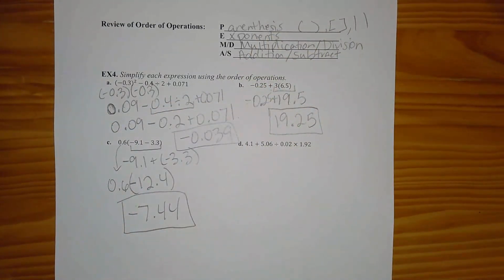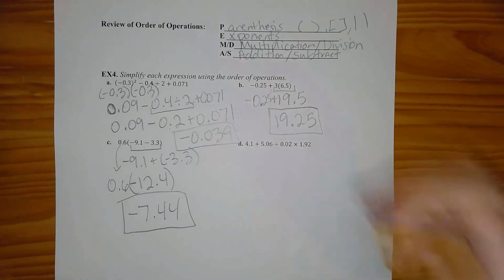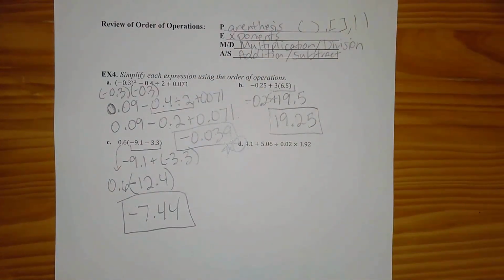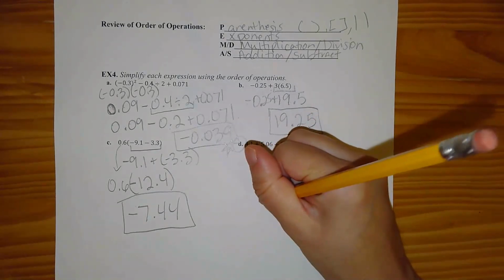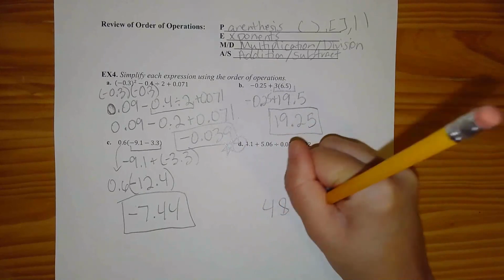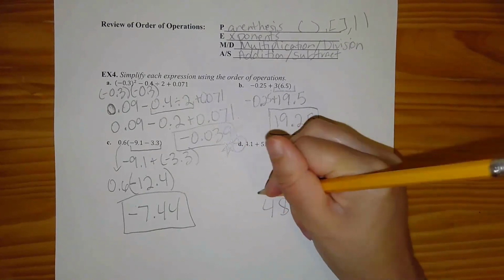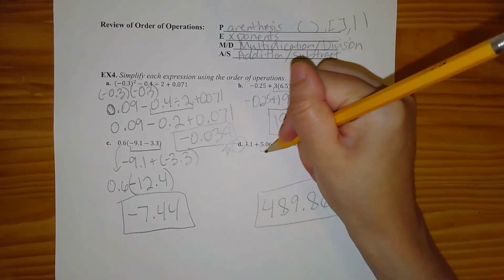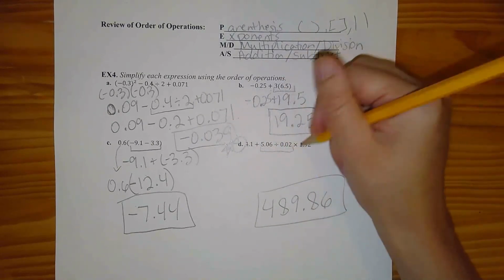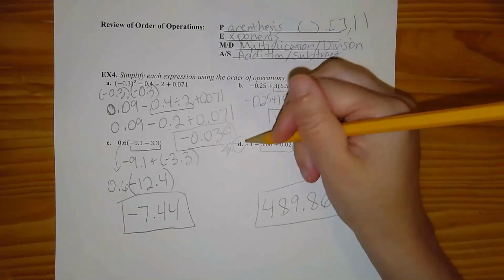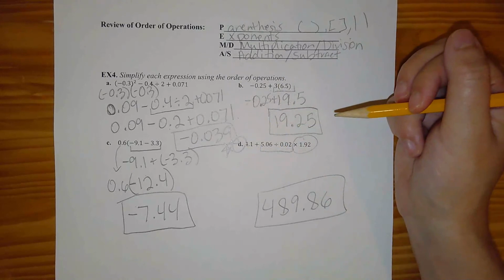Are you guys about ready to try one? Good. I'll let you guys have part D, okay? So try part D, and I'll give you the answer. In 3, 2, 1. You should get 489.86 as an answer. You should do your division first, then your multiplication second, and then that addition last.